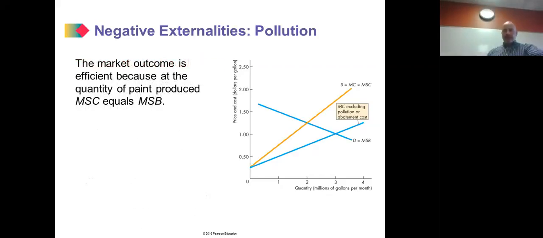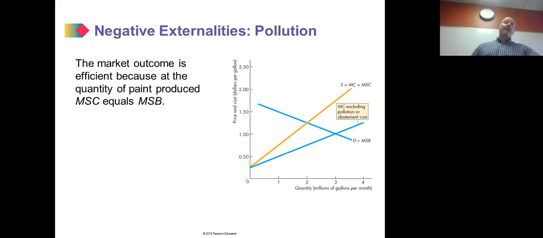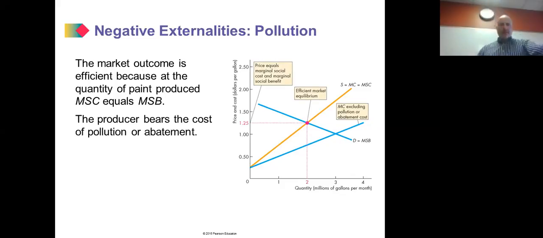Now the market outcome is efficient because why? You have marginal social cost and marginal social benefit creating equilibrium? Correct. And we say they are at equilibrium because marginal social cost equals marginal social benefit. So if the producer bears the cost of pollution or abatement, here's what we can see. Market equilibrium is going to occur at $1.25 per gallon, and at $1.25 per gallon, we are at 2 million gallons of paint per month. And at that price, we are at equilibrium.